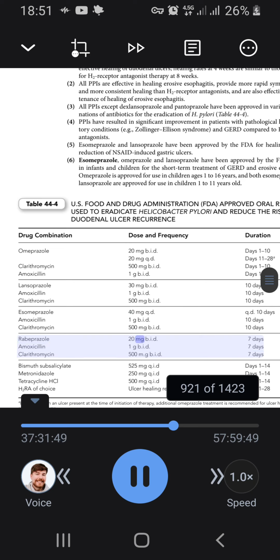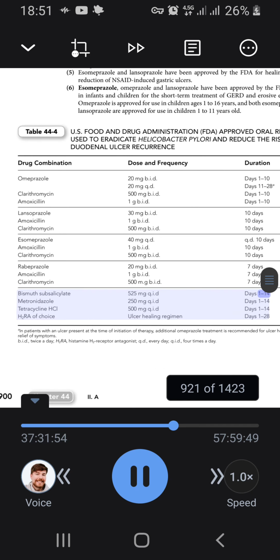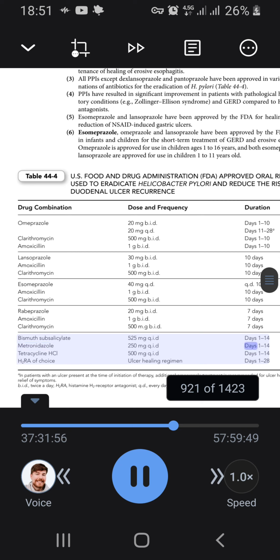Rabeprazole 20 mg BID, 7 days. Amoxicillin 1 gram BID, 7 days. Clarithromycin 500 mg BID, 7 days. Bismuth subsalicylate 525 mg QID, days 1 to 14. Metronidazole 250 mg QID, days 1 to 14. Tetracycline HCl 500 mg QID, days 1 to 14. H2 receptor antagonist of choice, ulcer healing regimen.